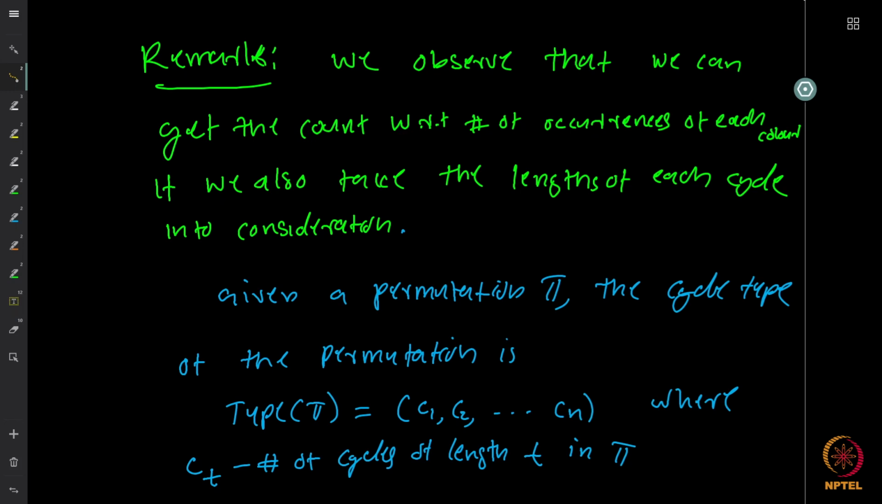So continuing our observation, let us write the cycle type of a permutation as an n-tuple. So we are looking at permutations of n elements, let's say. Then the cycle type of a permutation pi is the n-tuple c1, c2, etc., cn, where ct is the number of cycles of length t in pi. So the ci could be zeros, right? It is always a non-negative integer, and you can look at some example.